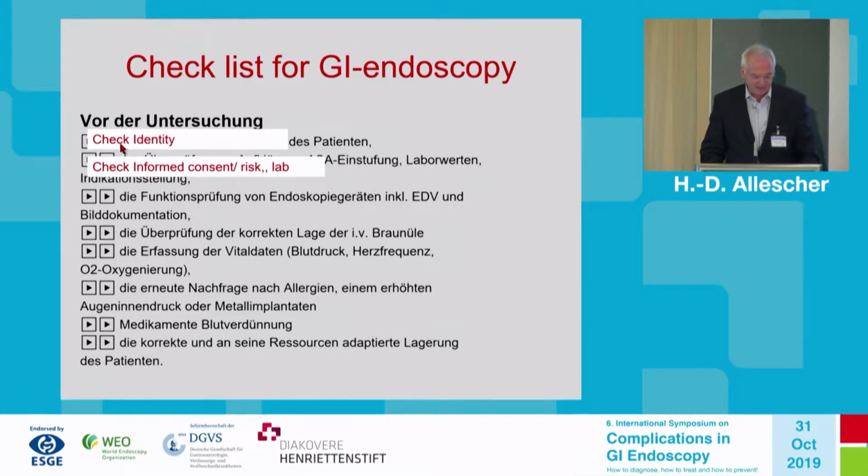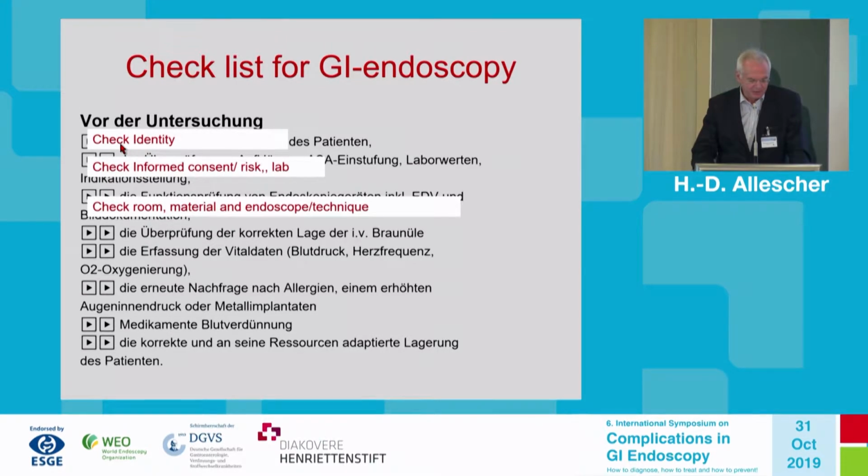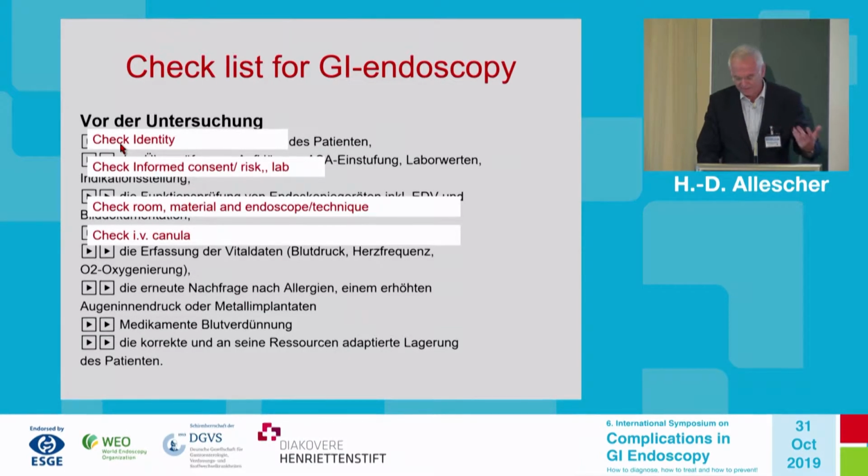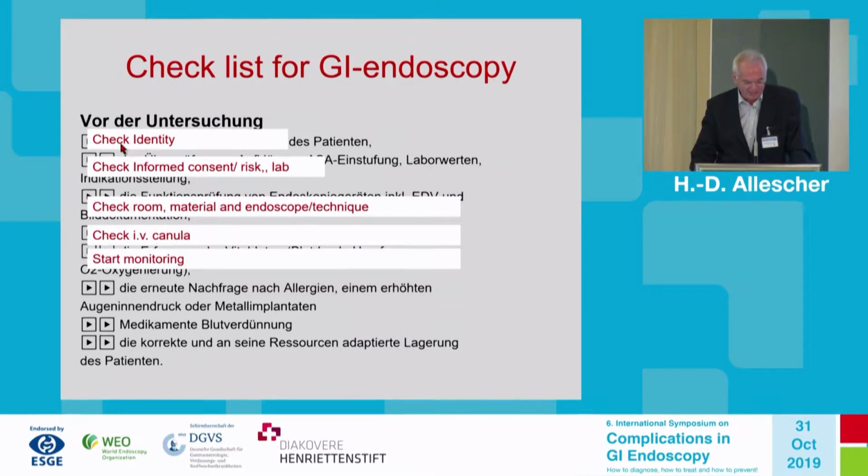consent, the risk factors, and the lab values, because that's important. If this is not present, the procedure shouldn't actually start, so the patient shouldn't go to the procedure room. Then there should be a check of the room, the material, and the endoscope, and the techniques you want to apply. You should check again the IV cannula. You see, this is a very big issue, because if you have a problem there, it is really difficult to justify if you have such a complication.